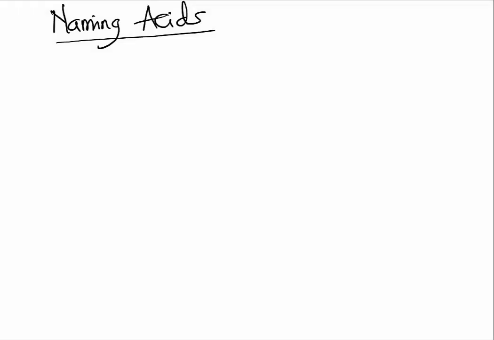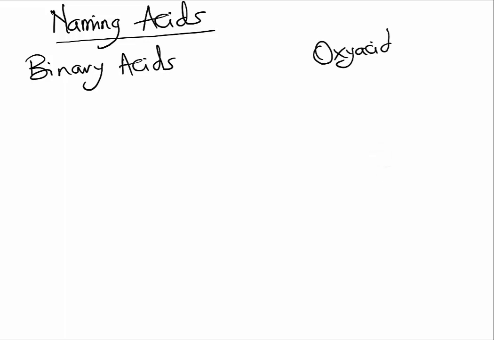Let us now look at how to name acids. The first thing to know is that there are two types of acids: binary acids and oxyacids. Let us begin with the binary acids. Binary acids are made up of only two elements. That is where the word binary comes from, which means two.